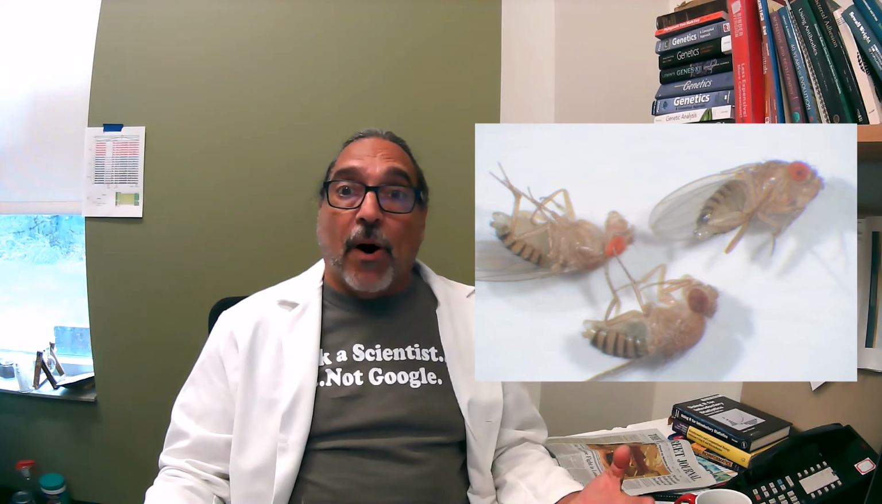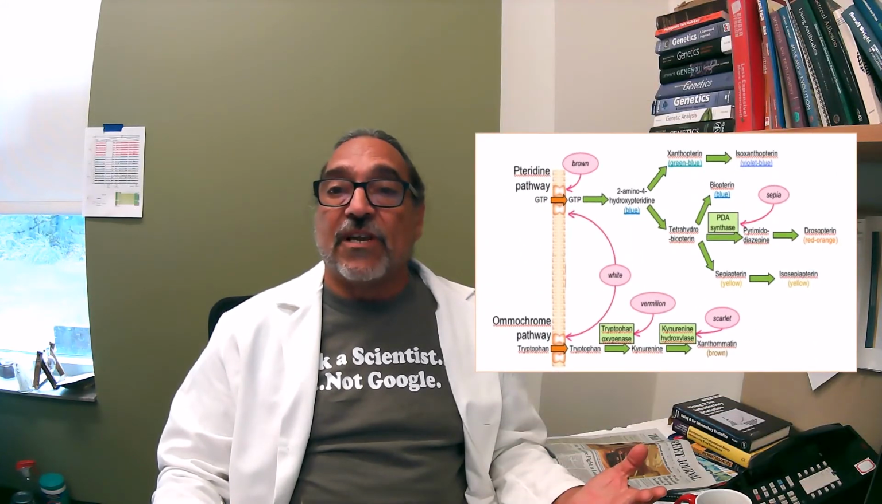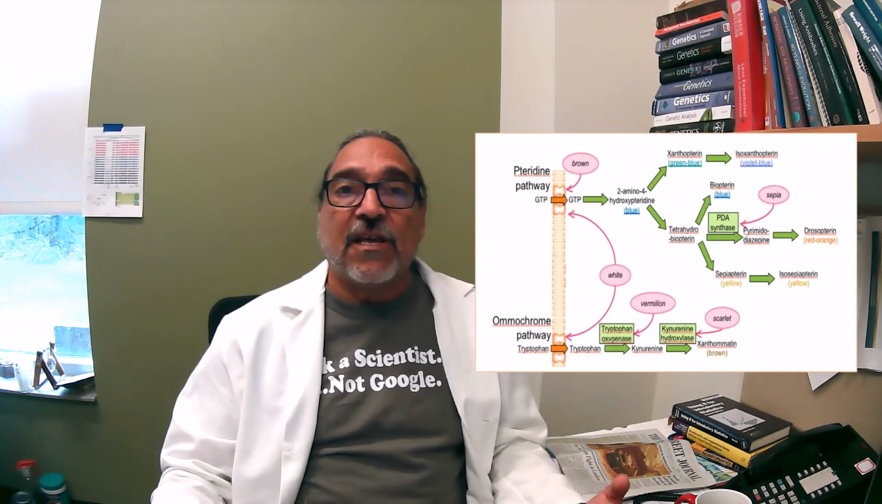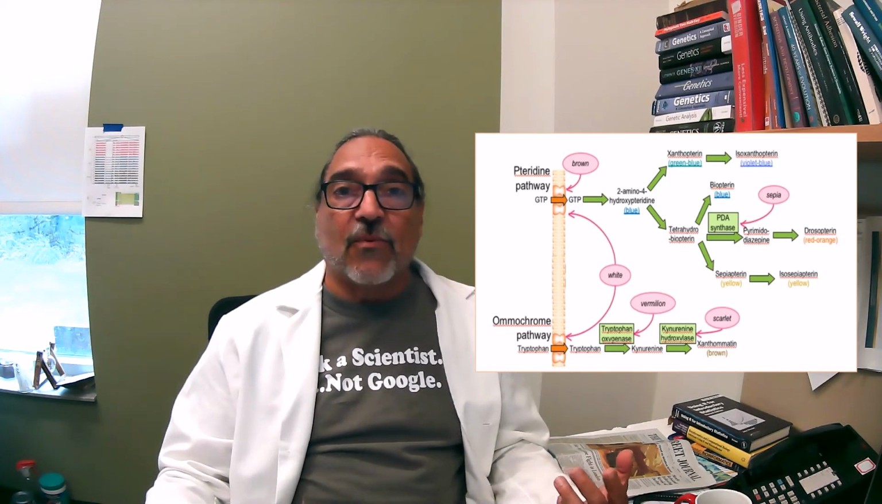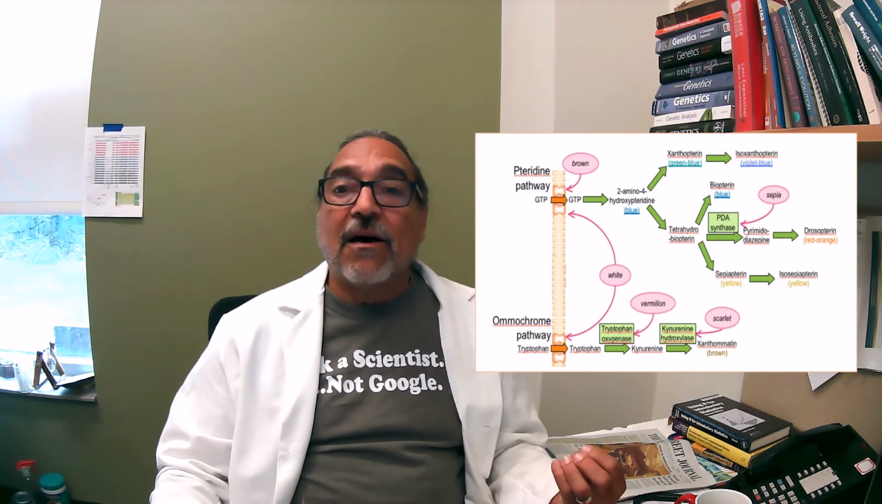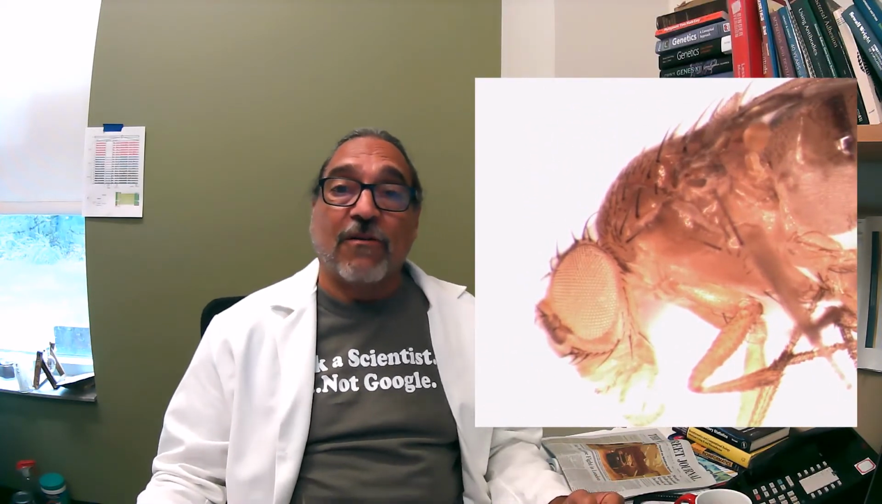So the thought was, what happens if we eliminate both brown and scarlet? And if you recall from looking at our combination here, our hypothesis is indicated in the middle section. If we eliminate both brown and scarlet, we should get a white-eyed fly. A white-eyed fly. Now, in fact, we do. And here's what our first set of white-eyed flies look like.